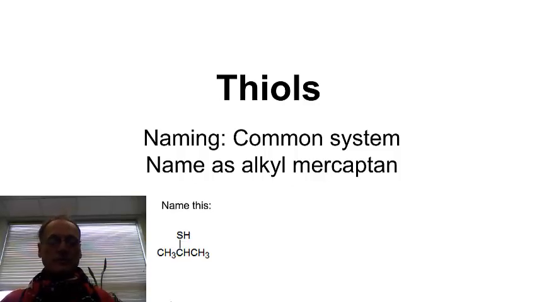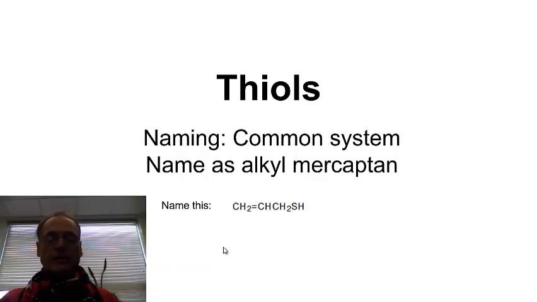So let's try this one first. What would we name this compound? Well, the name of the alkyl group you may recognize is a propyl group, but since it's attached in the middle, it's what we refer to as an isopropyl group. And since it has an SH on it, it's going to be isopropyl mercaptan.